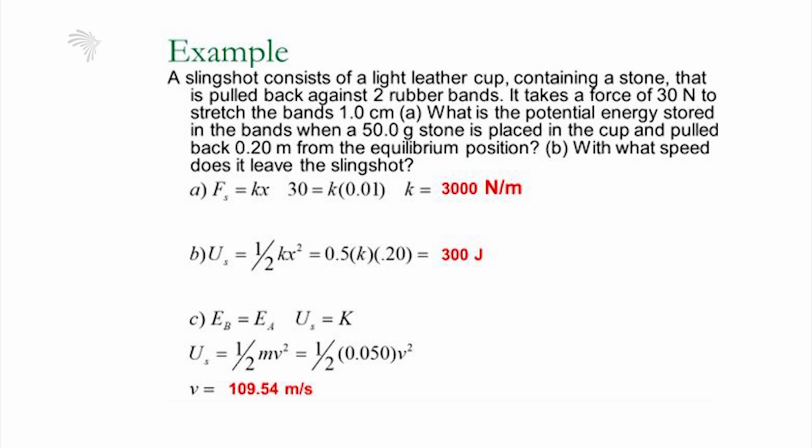And to find the speed with which the stone leaves the slingshot, you have to apply the law of conservation of mechanical energy. All this stored elastic potential energy will be converted into kinetic energy. So half kx squared, or this 300 joule, will be equal to half mv squared. Then you can cross-multiply and find the value of v, because all the other variables are known, and therefore v becomes 109.54 meters per second.